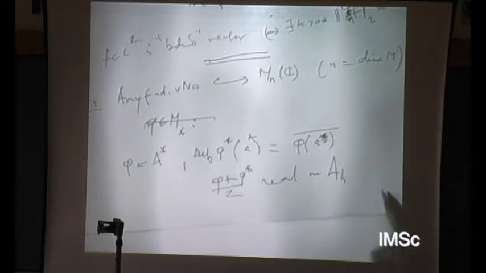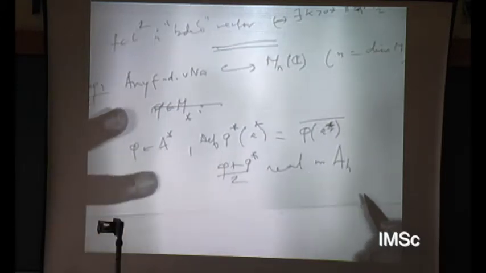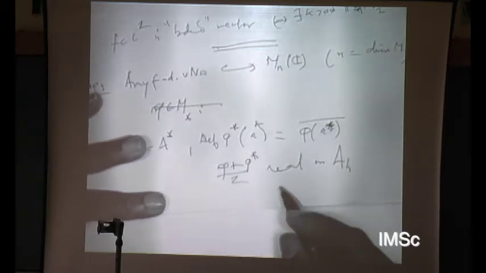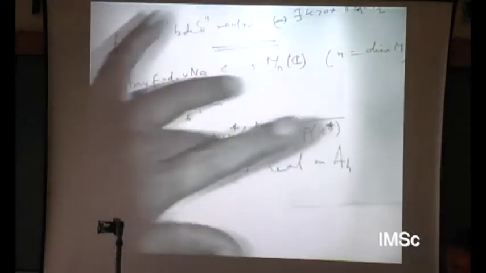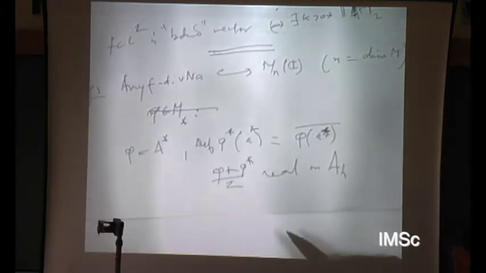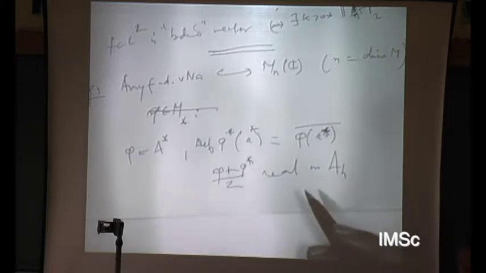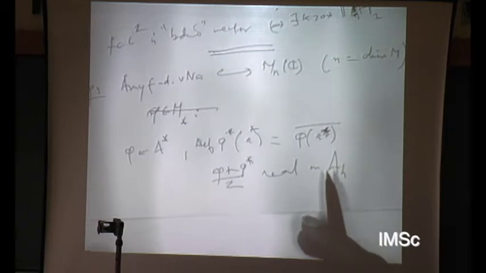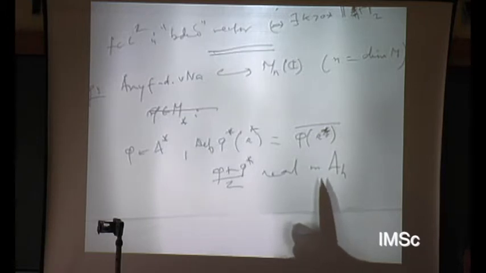Okay. And then comes the next part where you want to say that any phi, if I now have a real functional, I can write that as a difference of two positive functionals. Like in measure theory, if you have a finite real measure, a signed measure, you can write it as a difference of two positive measures.